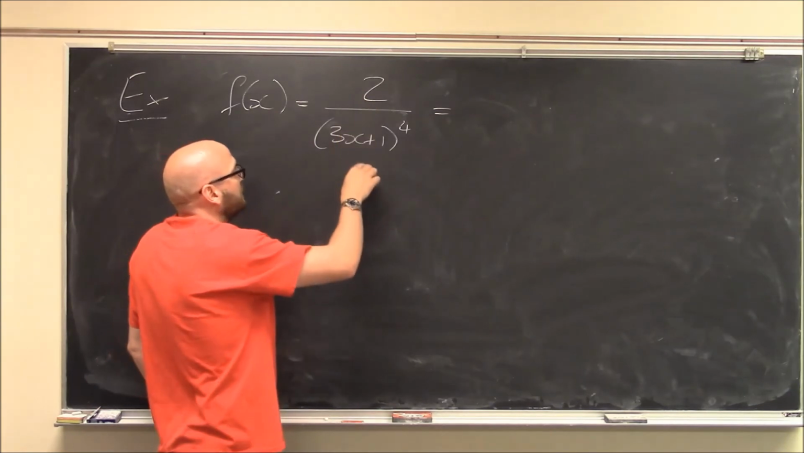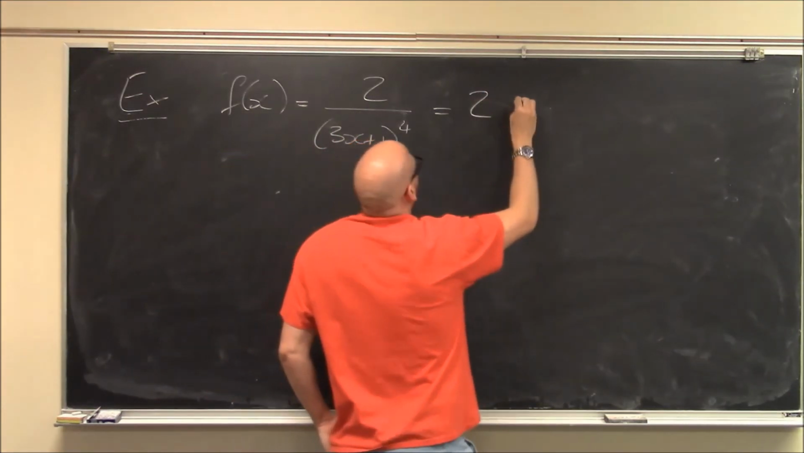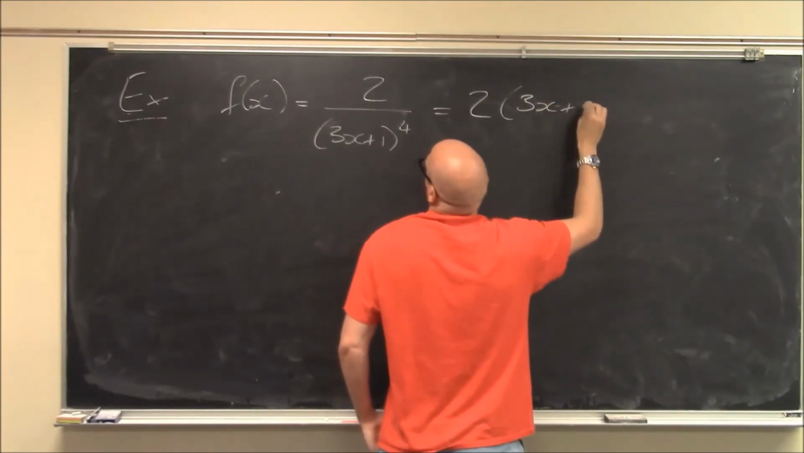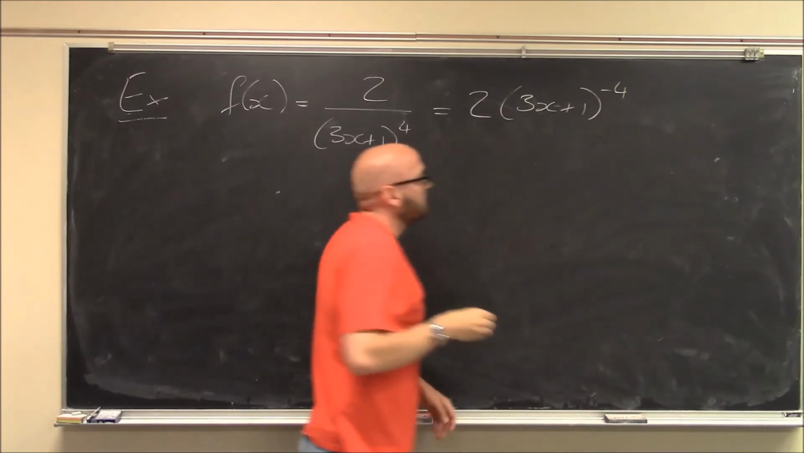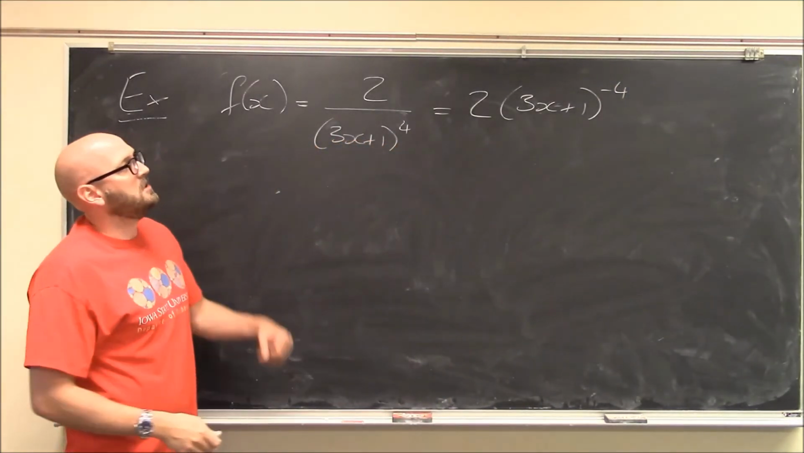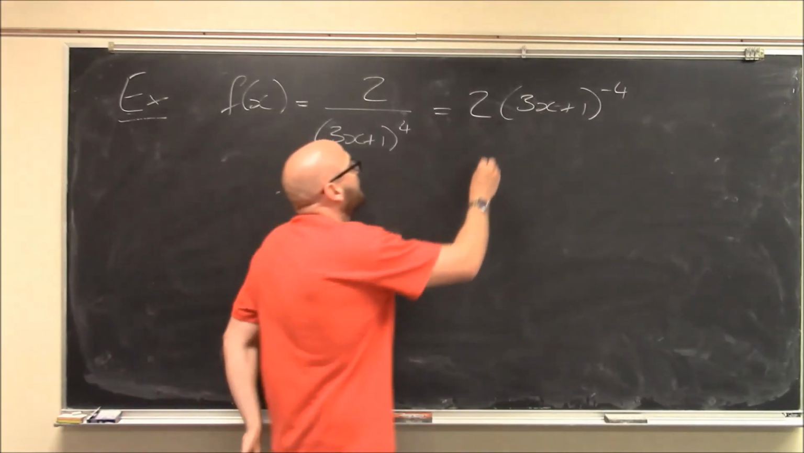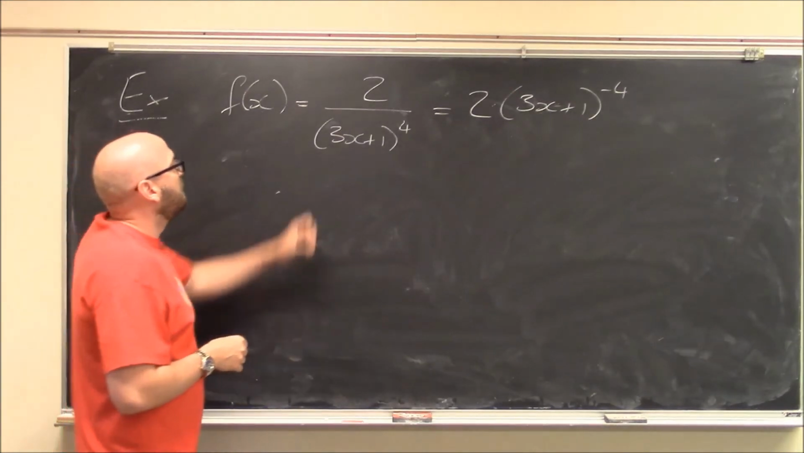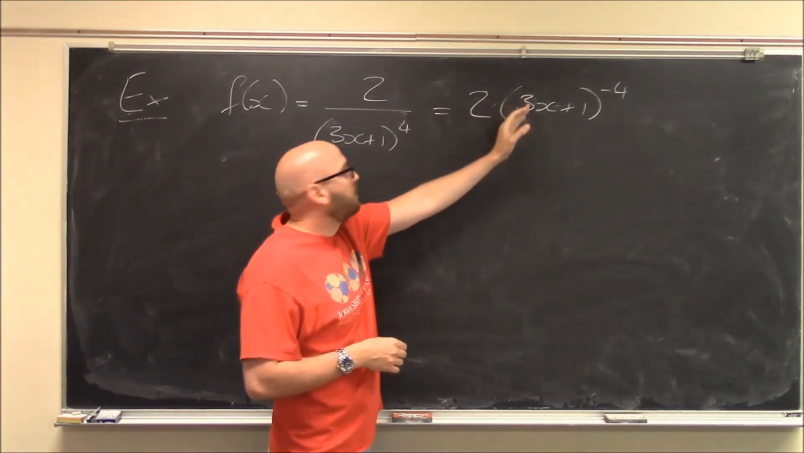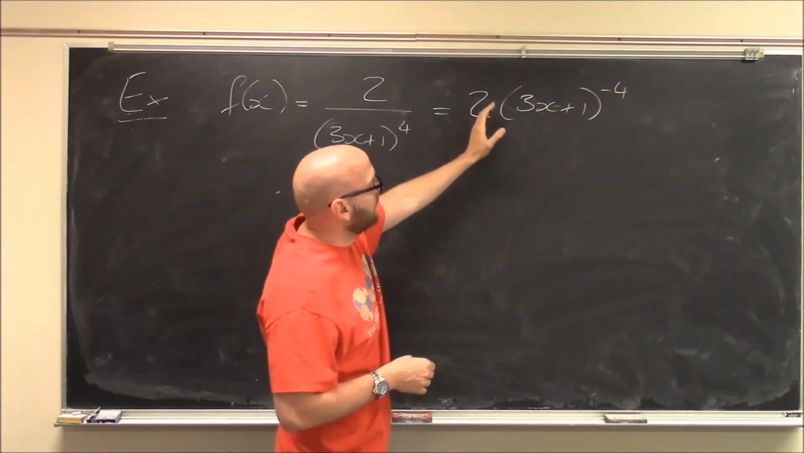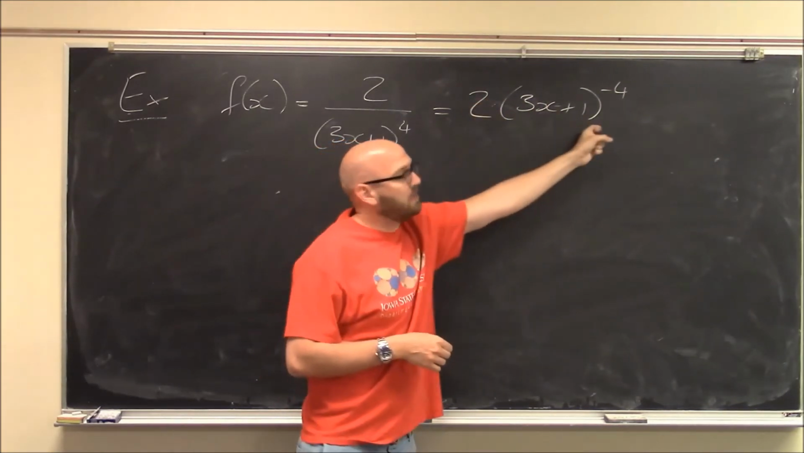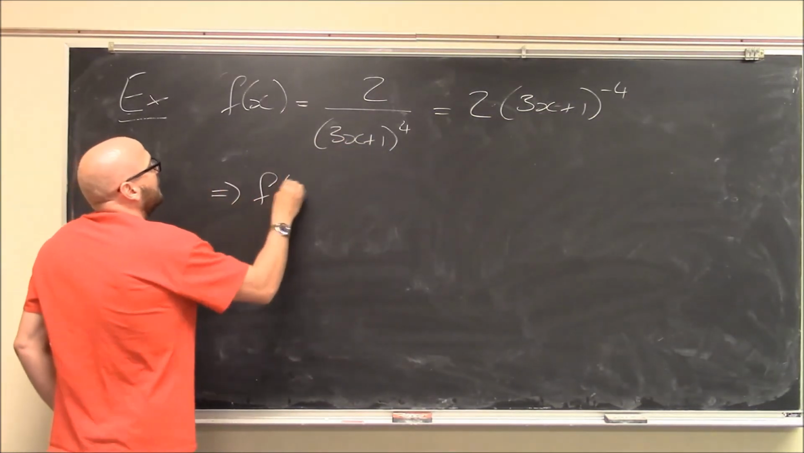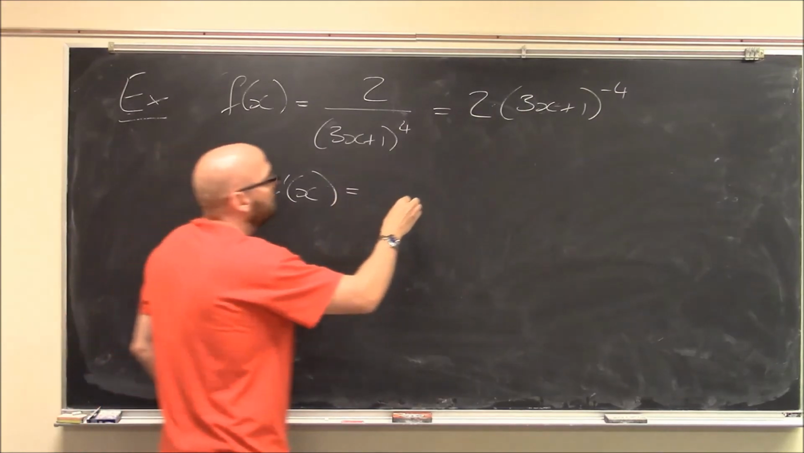So if I only have a constant up top, I'm actually going to write this as 2 times (3x + 1) to the minus 4. Same function, written in a different form. And this is a major time saver because now I don't have to use the quotient rule, right? If I had a complicated function up here, I would still have a product, but here I don't even have a product because the top is just a constant. And what's the derivative going to be? Well, it's going to be 2 times the derivative of this stuff.